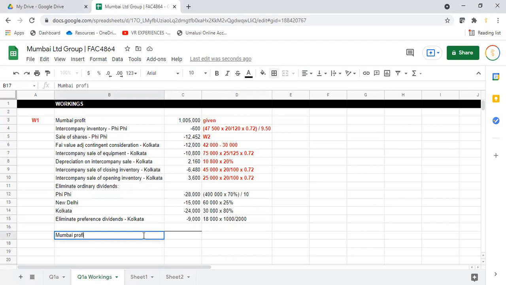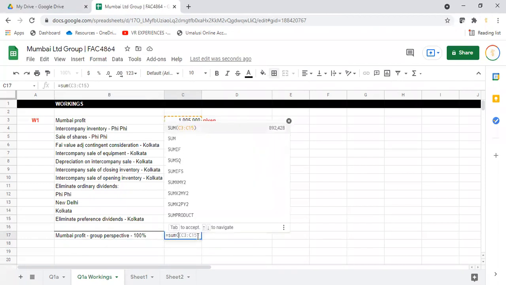Profit, from a group perspective. This is what I call it, group. You don't have to write this in the exam. This is just for our purposes, group perspective, 100%. Okay, so now I know this is Mumbai profit only from a group perspective, what the group wants at 100%.